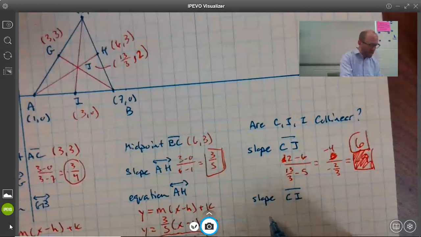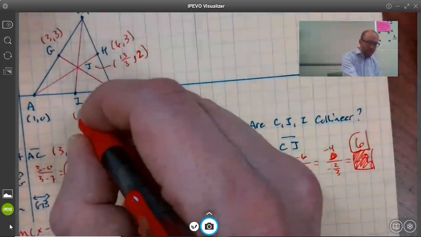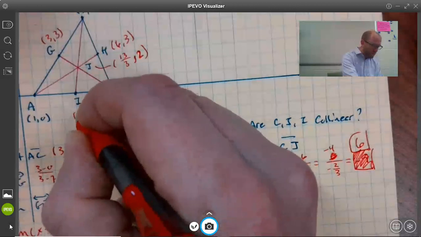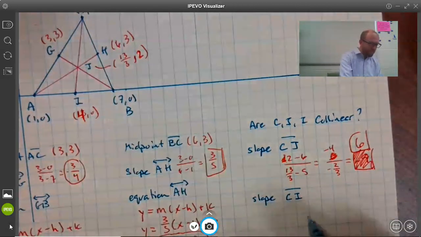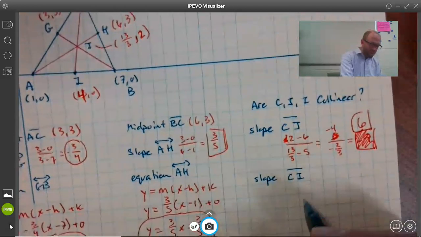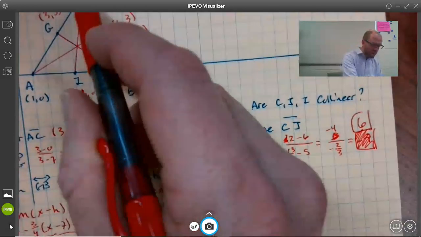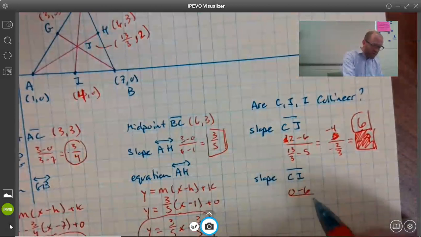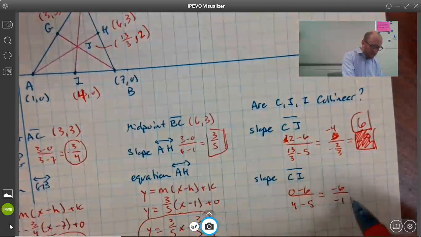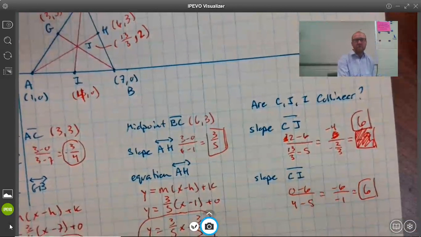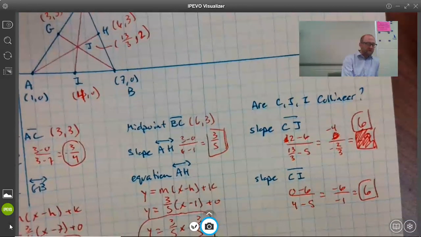Let's see. Oh, this isn't a 3, this is a 4. Man, I'm making all sorts of mistakes. 1, 2, 3, 4. Okay. So our slope here is 0 minus 6 over 4 minus 5, which is negative 6 over negative 1, or just positive 6. So the two slopes do turn out to be the same.